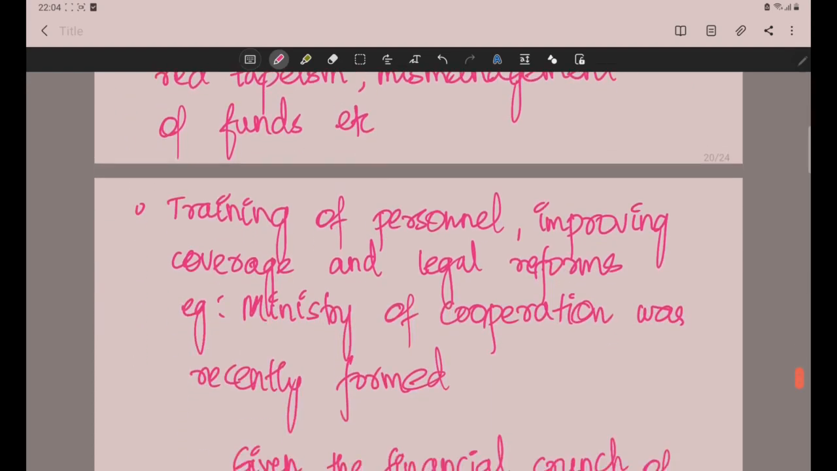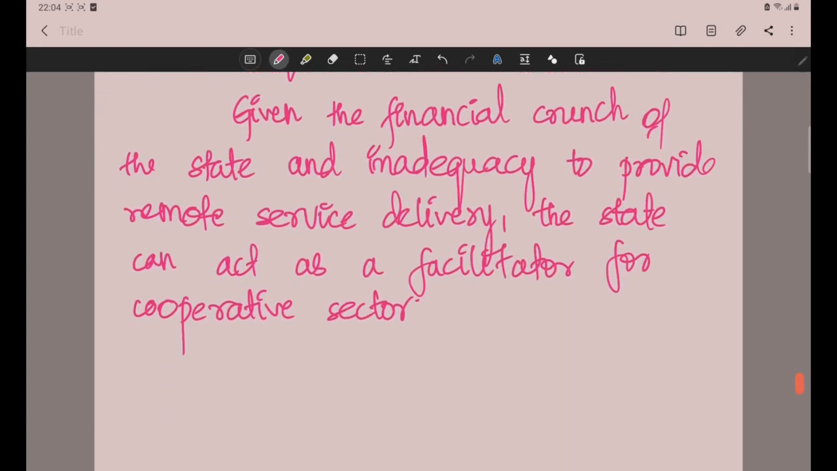Then training of personnel, improving the coverage. Okay. So the recent step, the Ministry of Cooperation was formed in the Union government. So this is a good step with respect to cooperatives, because the sector is going to get even more adequate care and concern. So training also can be undertaken along with this. Then moving on to the conclusion.